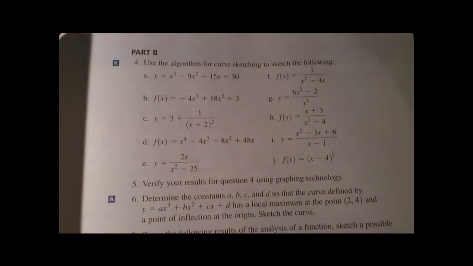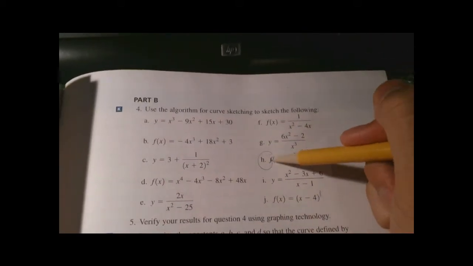So this is MCV4U, Unit 12, Assignment L, page 213, number 4, question H. The question says, use the algorithm for curve sketching to sketch the following. So we are doing H. Alright, so this is the question. f of x equals (x plus 3) over (x to the power of 2 minus 4).